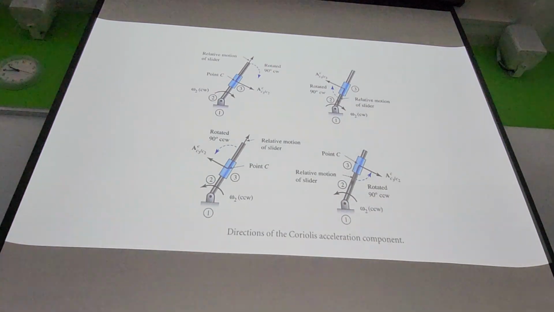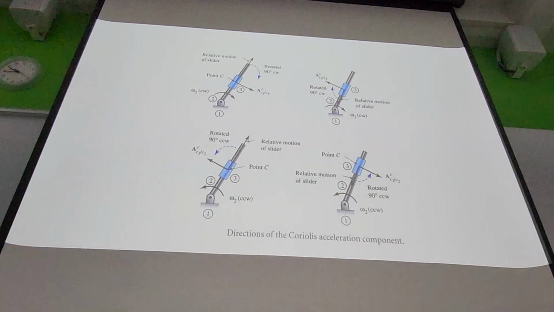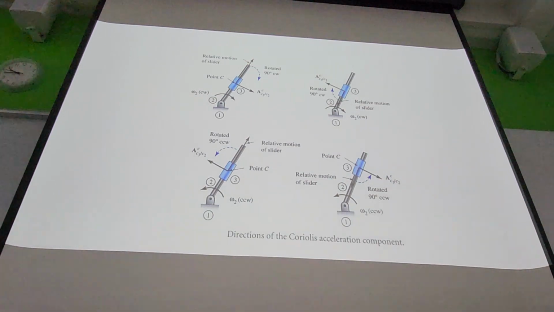In the first case, we have ground link 1, link 2 is this rod, and link 3 is the slider. Here the angular velocity is clockwise. In this case, the Coriolis acceleration is the relative acceleration of C3 and C2, so link 3 and link 2. Link 3 is the slider, and the relative motion of the slider is shown here. This is 90 degrees clockwise.